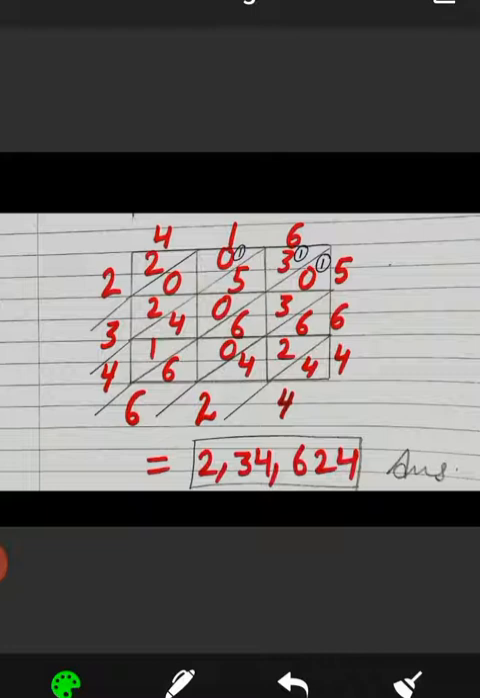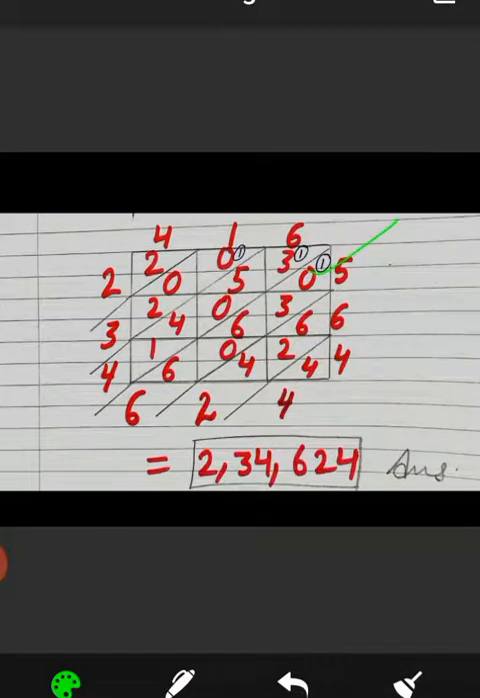Here you will start from the extreme right position. Here is the 4. This 4 is alone, so write here 4. Now add this: 6 plus 2 is 8. 8 plus 4 is 12. So 2 is written here, and 1 is carried to the next number. So you can see 12 comes, 2 here, 1 to the next number.